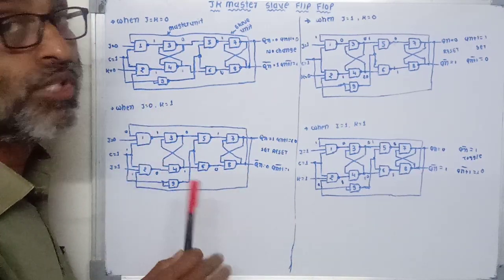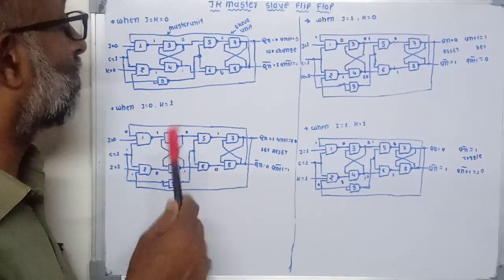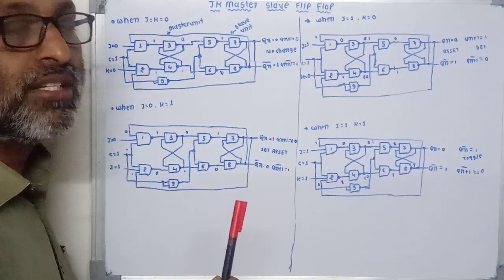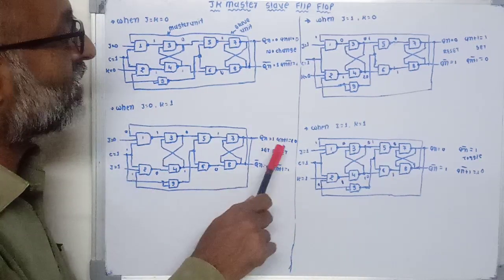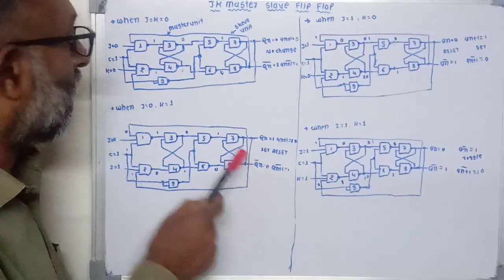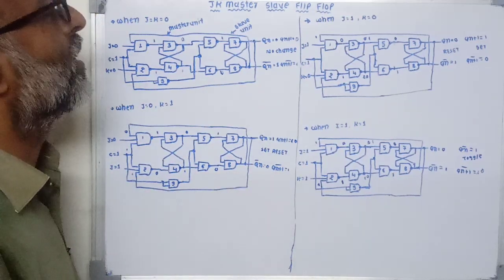So when J is equal to 0 and K is equal to 1, at that time the final output of this flip-flop is always in reset condition. So if initially it is in reset condition, it still remains in reset condition. But if initially it is in set condition, then after applying the input, it will go into reset condition.